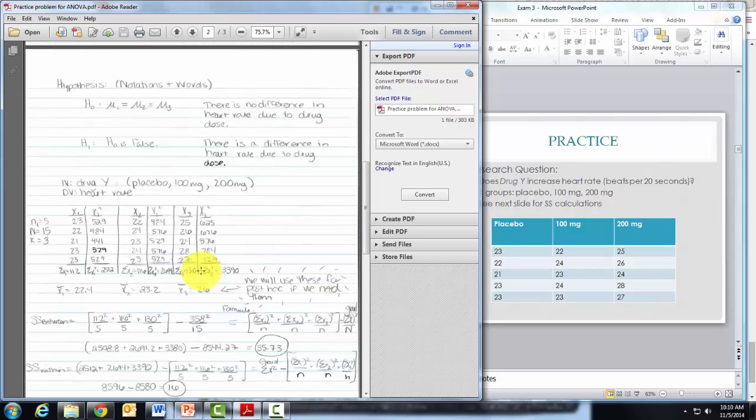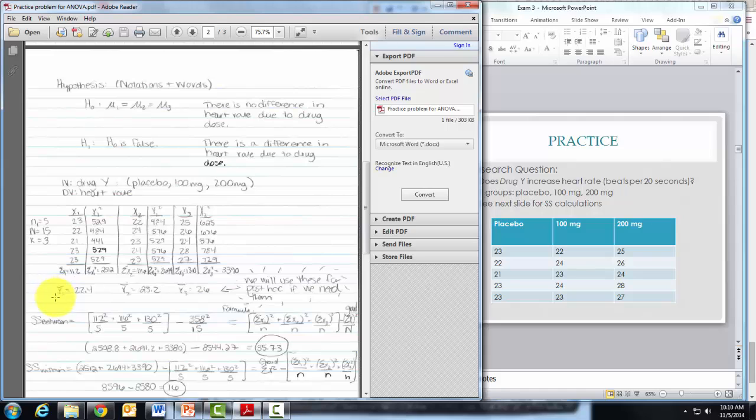Next, because I'm going to need them later, as I've put in the jazzy signs here, we're going to use these for post hoc. So I'm going to go ahead and calculate my group means, or the average beats per 20 seconds in the 3 different groups. So I'm going to take my sum of x for each of these and divide by 5, which is the number of people in that group.